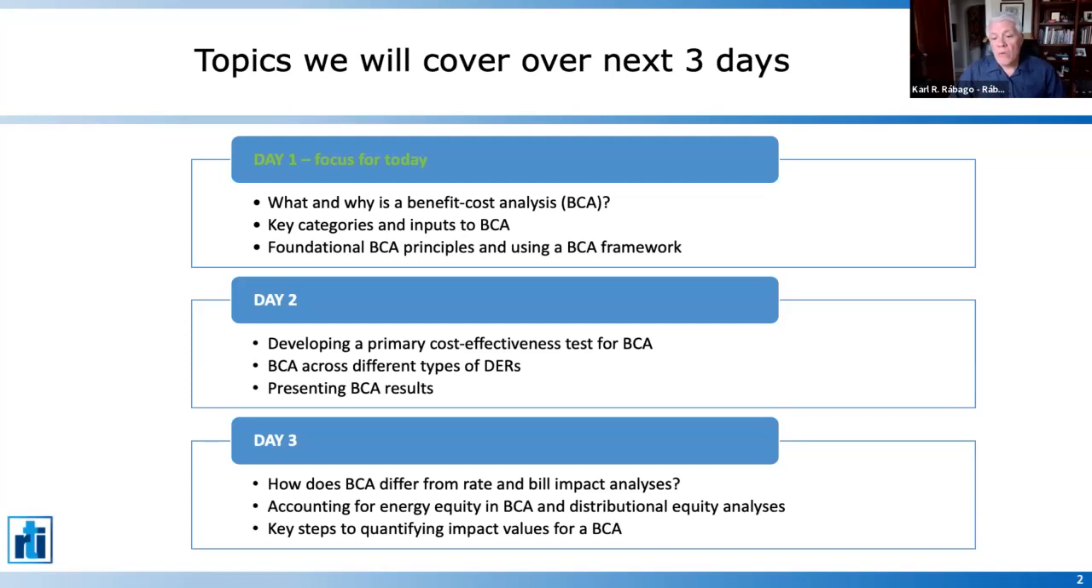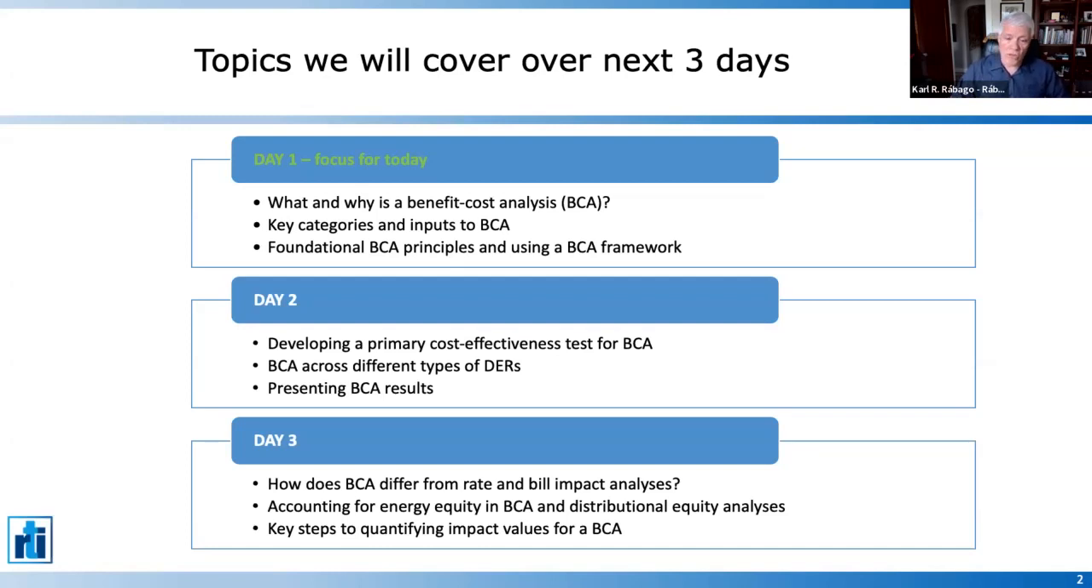Day two, which Tim and I will split, we'll talk about developing that primary cost effectiveness test that can be jurisdiction specific, address how BCAs work on different kinds of DERs, including multiple DERs, and then some options for presenting the results, depending on what kind of story you want to tell and what information is relevant to the decision maker.